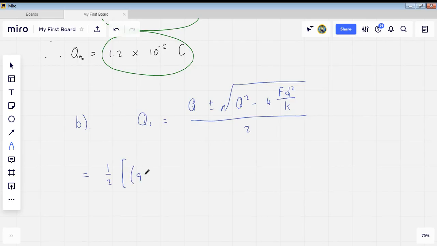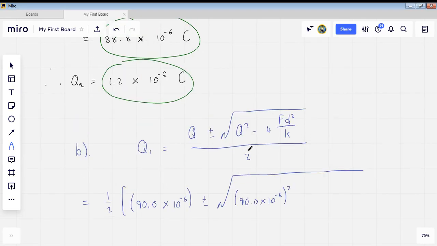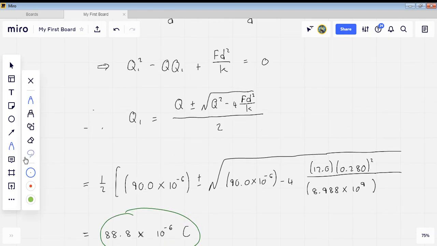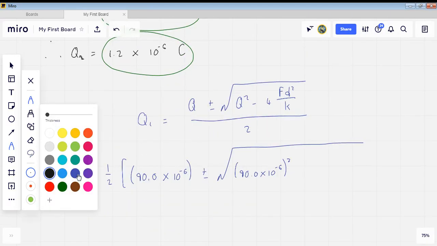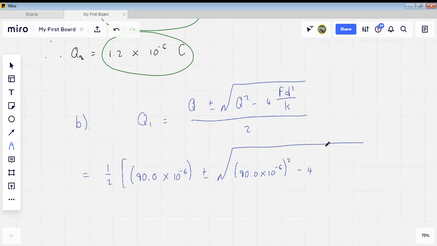So that's a half into 90 times 10 to the minus 6 coulombs, plus or minus the square root of Q squared, which is 90 times 10 to the minus 6 all squared, as in the first expression, and this is minus 4, and now the force is minus 12 newtons times the separation distance, which is still 0.28 meters all squared, divided by the constant k, which we know is 8.988 times 10 to the 9 in SI units.